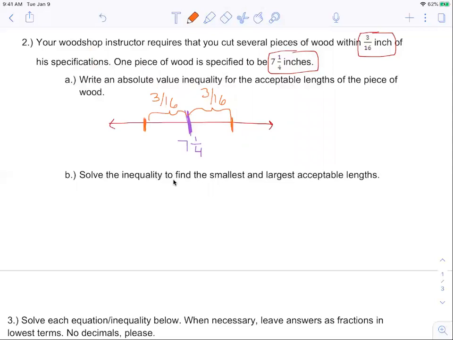So now I have a picture. Let's see if we can take that picture and write our inequality, our absolute value inequality. So the specification means you can be off a little bigger or a little smaller than the 7 1/4, which helps create our inequality and our absolute value graph.